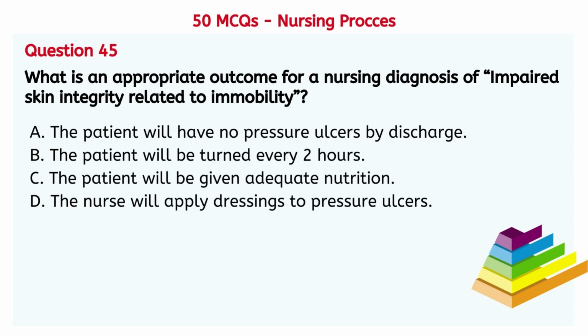Question 45. What is an appropriate outcome for a nursing diagnosis of impaired skin integrity related to immobility? The options are: A. The patient will have no pressure ulcers by discharge. B. The patient will be turned every 2 hours. C. The patient will be given adequate nutrition. D. The nurse will apply dressings to pressure ulcers.